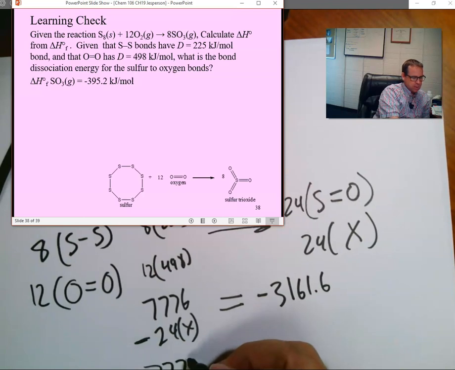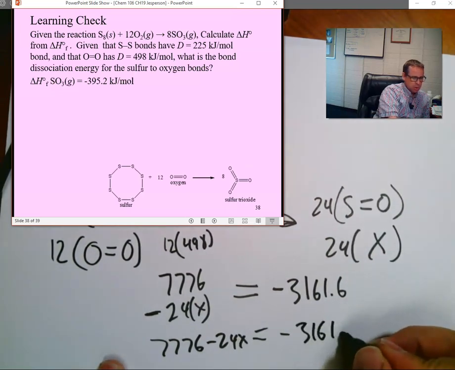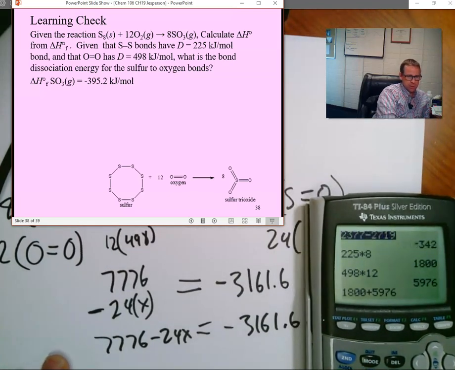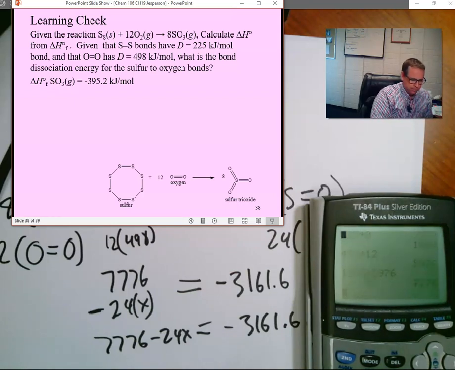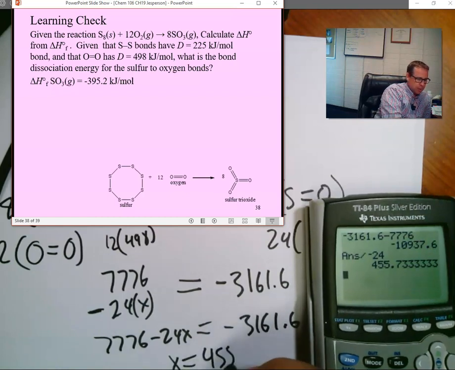So 7,776 minus 24x should equal our negative 3,161.6. Okay, so let's see if we can get the right answer. Negative 3,161.6 minus 7,776, divided by a negative 24. So our x is 455.7.